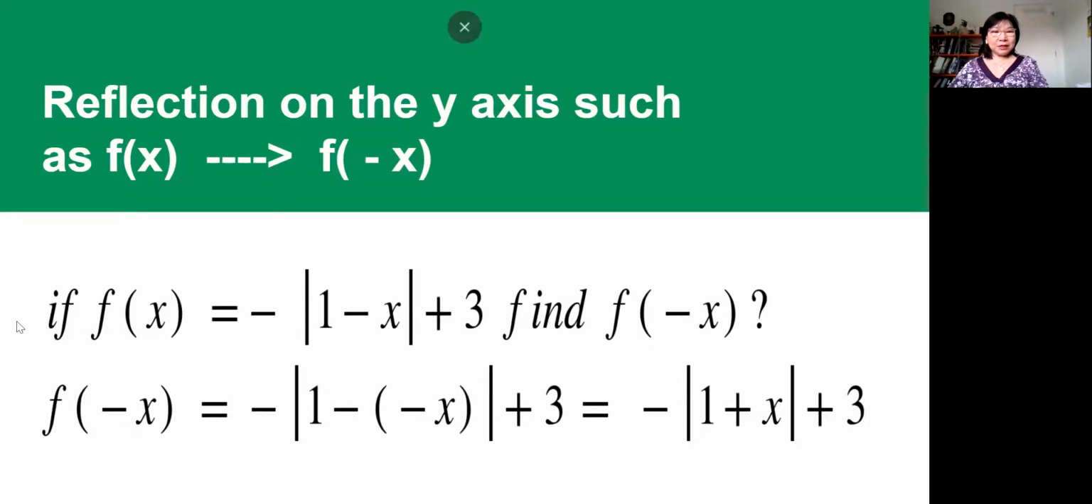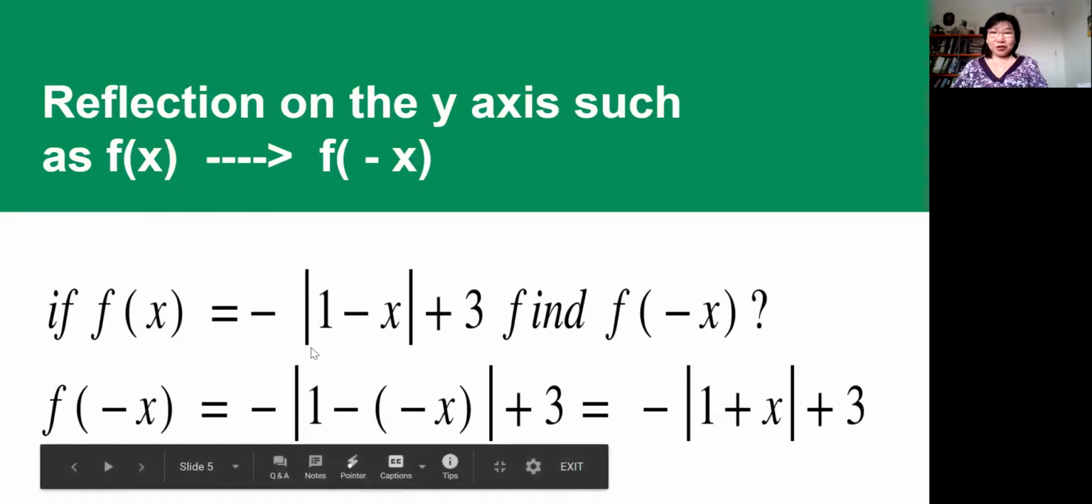For example, if you look at my example here, if f of x equals minus absolute value of 1 minus x plus 3, then find the reflection f of minus x. Now this is the absolute function, and in this course, later on, you will examine some of the important functions specifically as a whole lesson in a whole unit. But in this first unit, we will talk about the general form of the function. So it could be a quadratic function, it could be linear, or it could be an absolute function like this. I give you a variety of forms of functions in general.